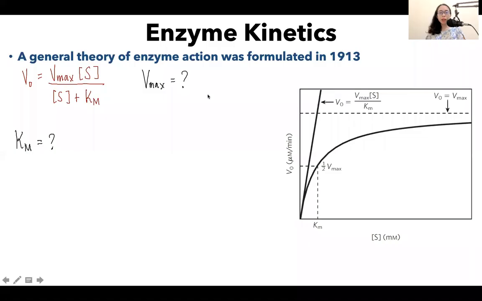How do we interpret the values of the Michaelis-Menten constant and Vmax? Take note that these values are accurate only if the enzyme follows the first postulate of Maude-Menten and Leonor-Michaelis. So their postulate is that you have two steps in the catalytic action: the formation of the complex, followed by the release of the product from the enzyme substrate complex.